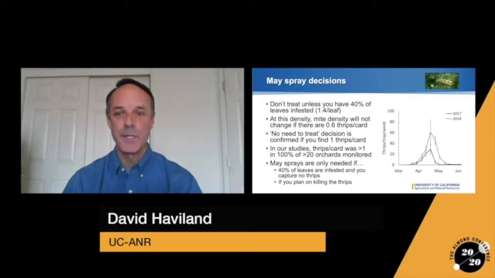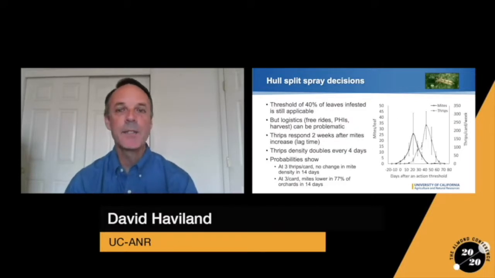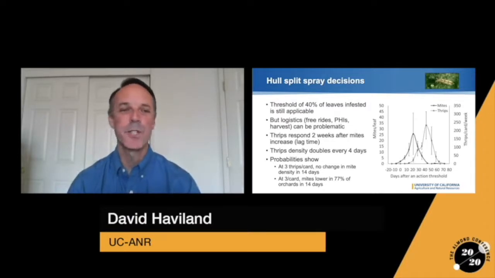Now, what about hull split timing? So what's happening here is that we've got the same threshold, 40% leaves infested, but realize there's a lot of logistics to get in the way. So we've got free rides you're trying to hit with navel orangeworm sprays. We know there's pre-harvest interval issues. Oftentimes you're going to hit a threshold during harvest when you can't do anything about it.